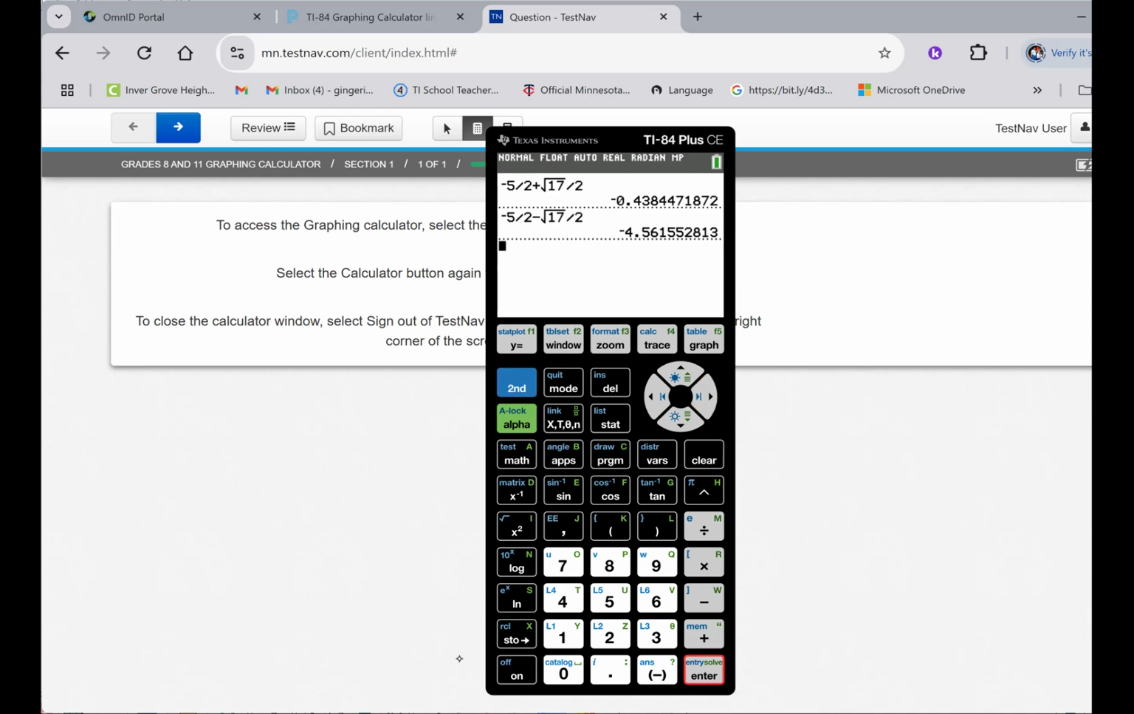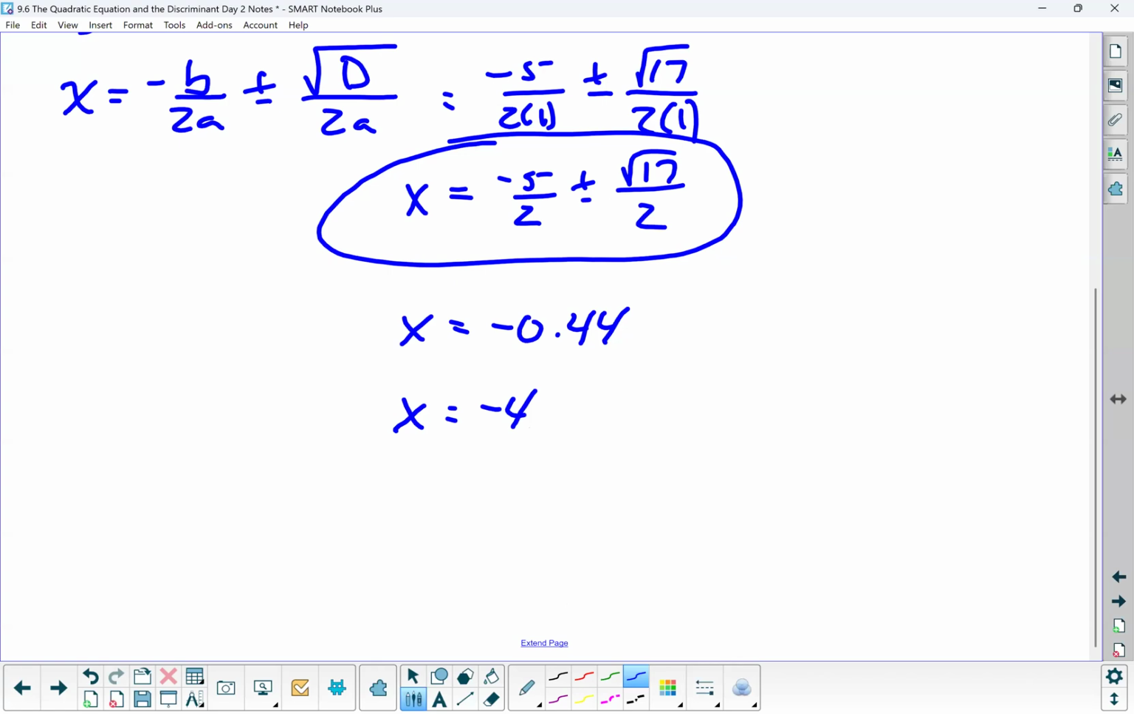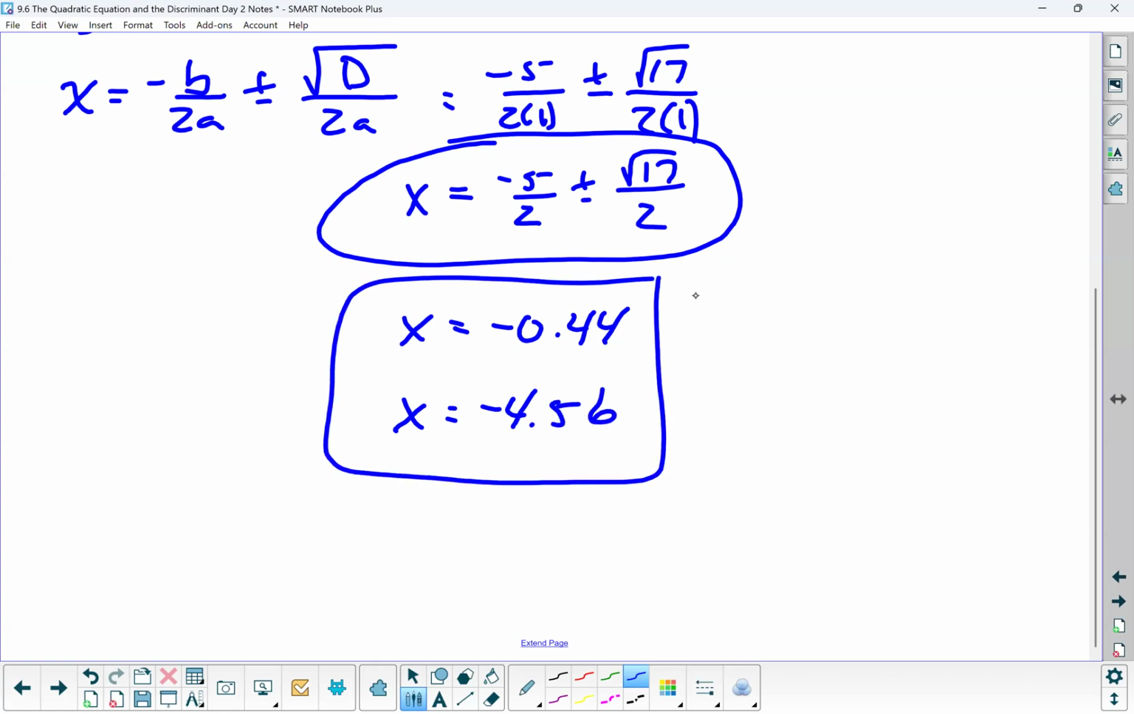So I like that second enter option. This one comes out negative 4.561552813. And again, it keeps going forever. We can round that to negative 4.56. The 1 says we don't round it up, we leave it alone. There are my two rounded answers.